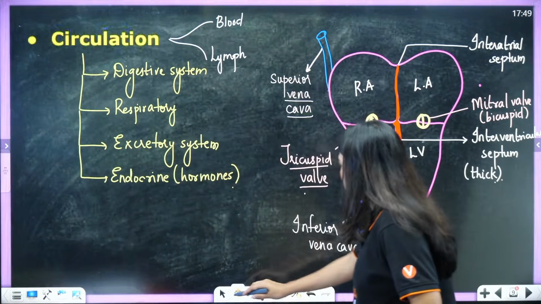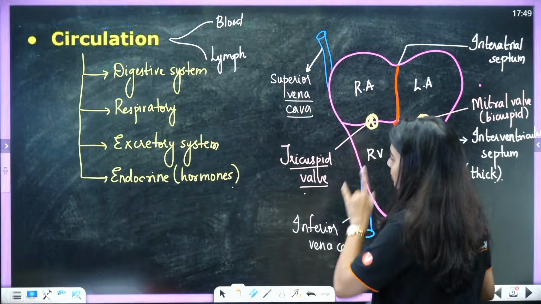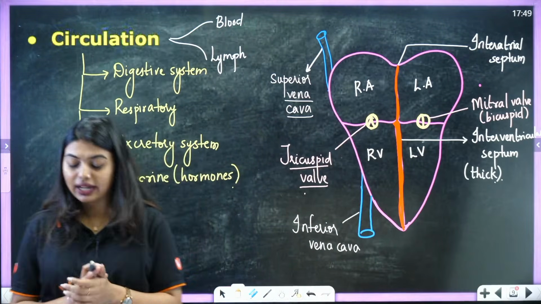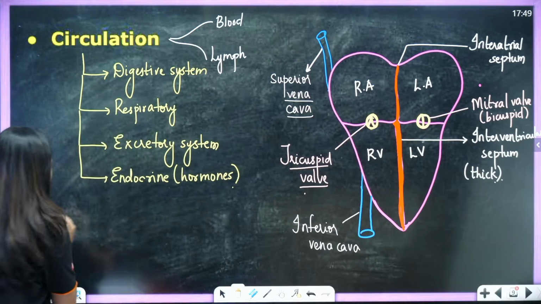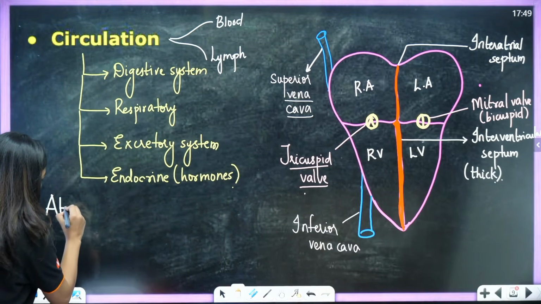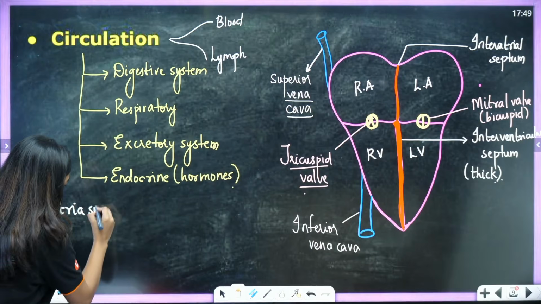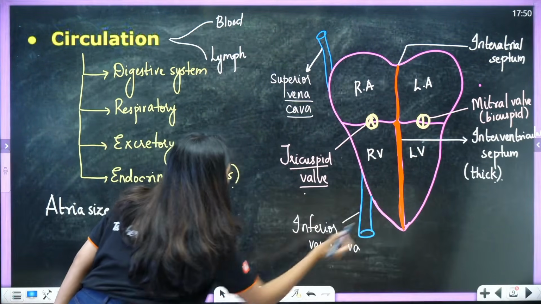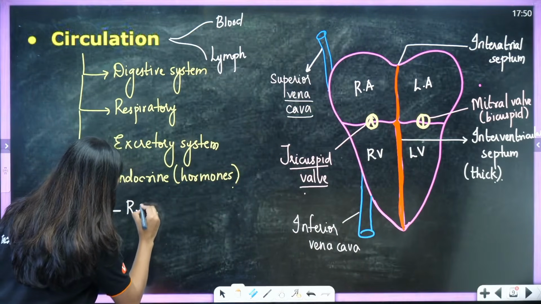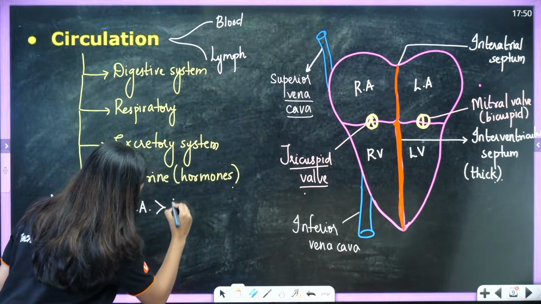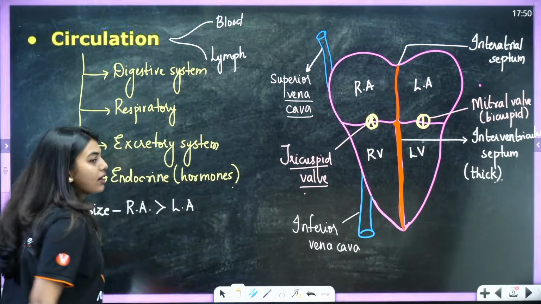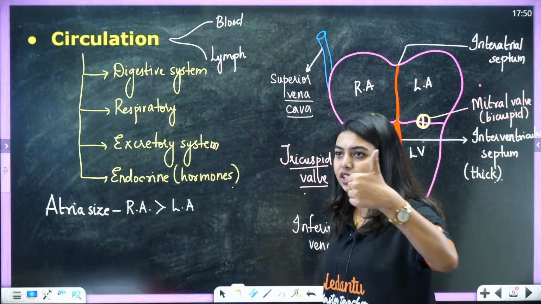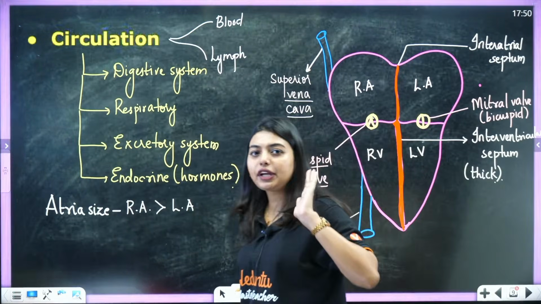But now, looking at this diagram, I think my diagram is not that visible about the size, but just looking at it, can you tell me the size of the atria? Who is bigger, who is smaller? Right atria will be bigger than the left atria. Awesome, good to go.